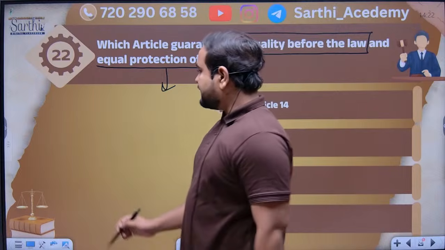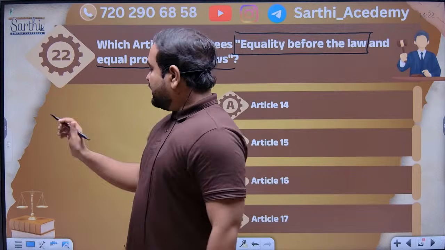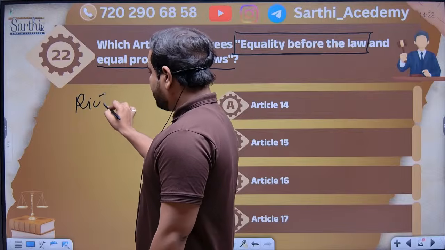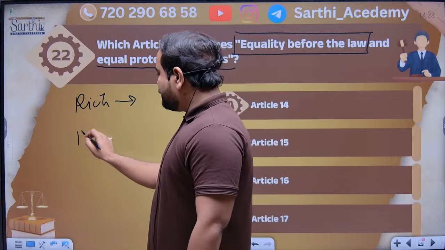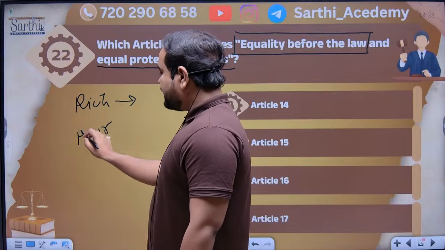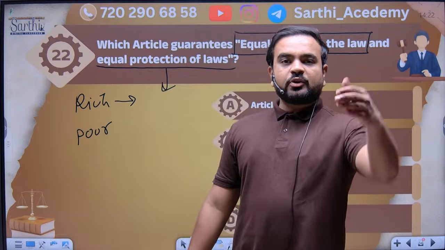But let's say, for example, somebody who is very rich committed a particular crime, and somebody who is very poor also committed a crime. They both went to High Court.